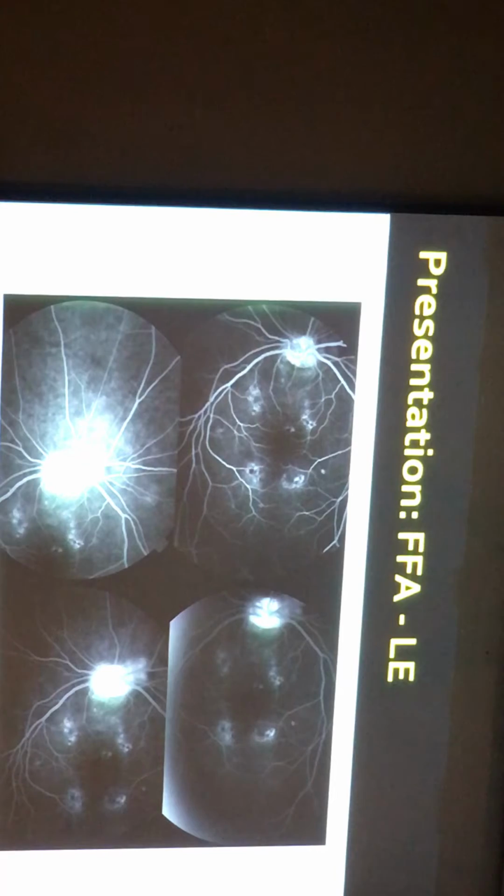Now look at this, very hard. You see the left eye, this is the FA, and you see the ICG. This is a very good slide which can show you how many more lesions the ICG can show, which were probably not seen on the FA or on the color photo.